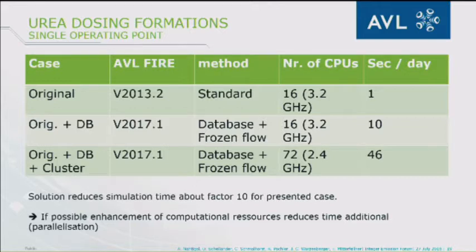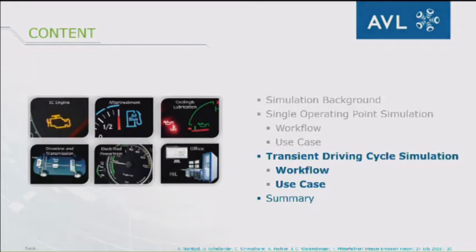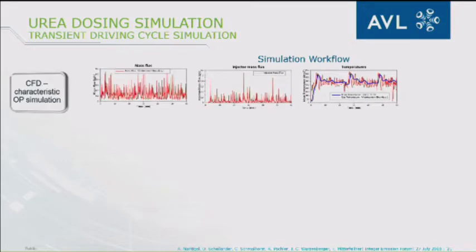This method was used in the case that the boundary conditions are steady. In case we would like to simulate the full transient boundary condition, this means a full driving cycle, then we can use an alternative method. The workflow of this method is the following. From the boundary conditions, we select characteristic points, let's say low temperature, low and high dosing, medium temperature, high temperature, and take the boundary conditions for the CFD simulation.